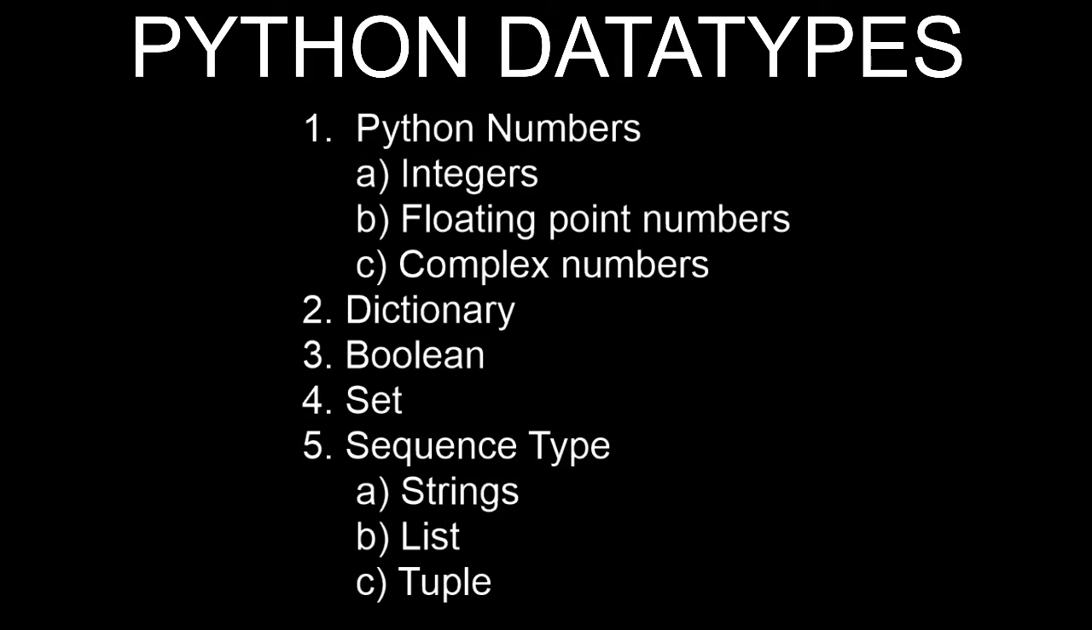Next one is a tuple. Tuple is an ordered collection of Python objects. The only difference between tuple and list is that tuples are immutable. That means tuples cannot be modified after they are created. It is also represented by tuple class.